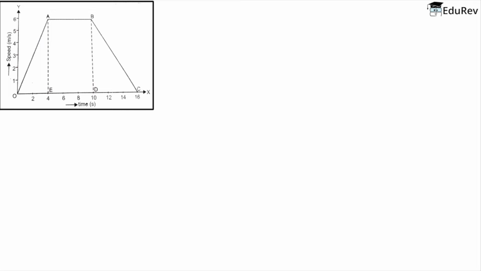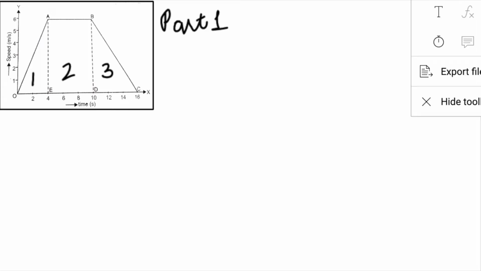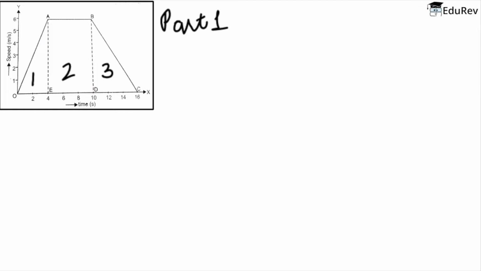So here is our VT graph, and if you see, our graph can be divided into three sections. See, 1, 2, 3. So let's try to solve each part separately. Okay, so for section 1 or part 1, our graph is like this.